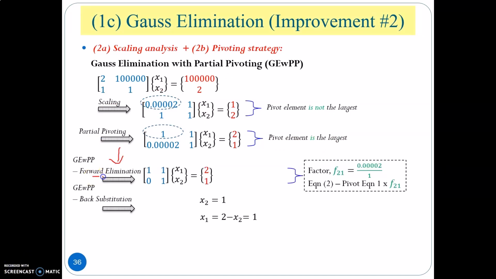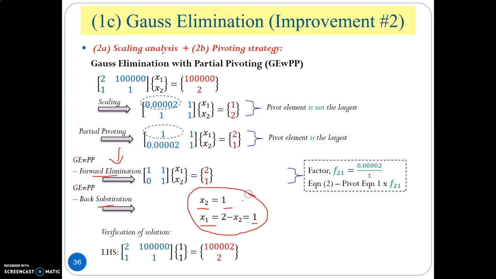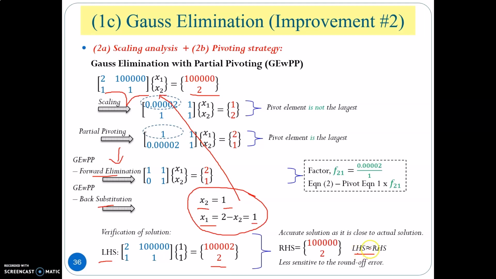Then we can continue to perform the forward elimination and then perform the back substitution to obtain x2 equal to 1, x1 equal to 1. To check the accuracy of this solution, we substitute back into the equation here and check the left hand side. The left hand side is equal to this answer compared to the right hand side here. We see the left hand side is almost equal to the right hand side. So we can say that this is an accurate solution as it is close to the actual solution. By introducing the scaling and partial pivoting strategy, the solution is less sensitive to the round-off error. Therefore, the solution obtained by the Gaussian elimination with partial pivoting is more accurate than the naive Gaussian elimination.